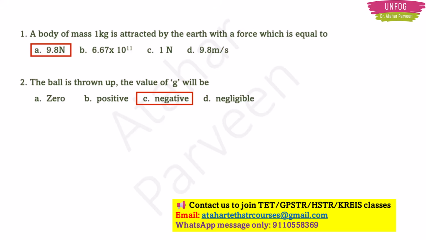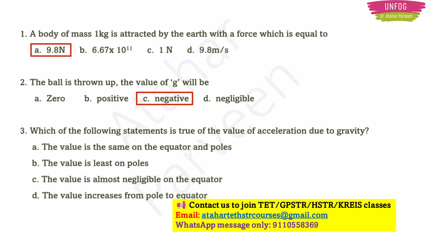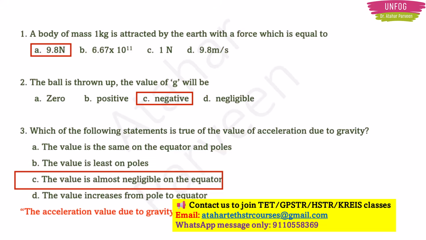Okay. Next question. Which of the following statements is true of the value of acceleration due to gravity? They are given 4 statements. One statement is true about the value of acceleration due to gravity itself. What are the options? The value is the same on the equator and poles. The value is least on poles. The value is almost negligible on the equator. The value increases from pole to equator. Now we know that the acceleration due to gravity will be the smallest on the equator. So option C, the value is almost negligible on the equator, will be the right answer. Okay.